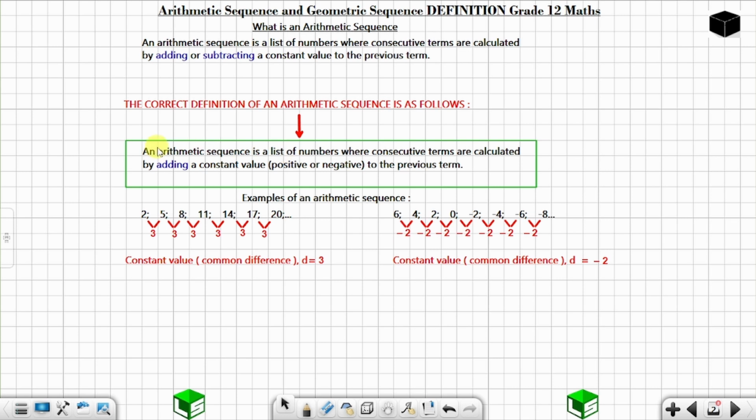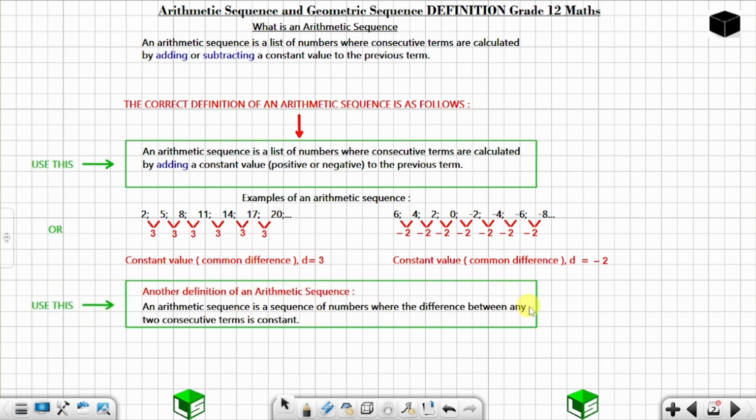So, always use this definition, or you can use this definition. The definition says an arithmetic sequence is a sequence of numbers where the difference between any two consecutive terms is constant. Okay, so use this definition or this definition.